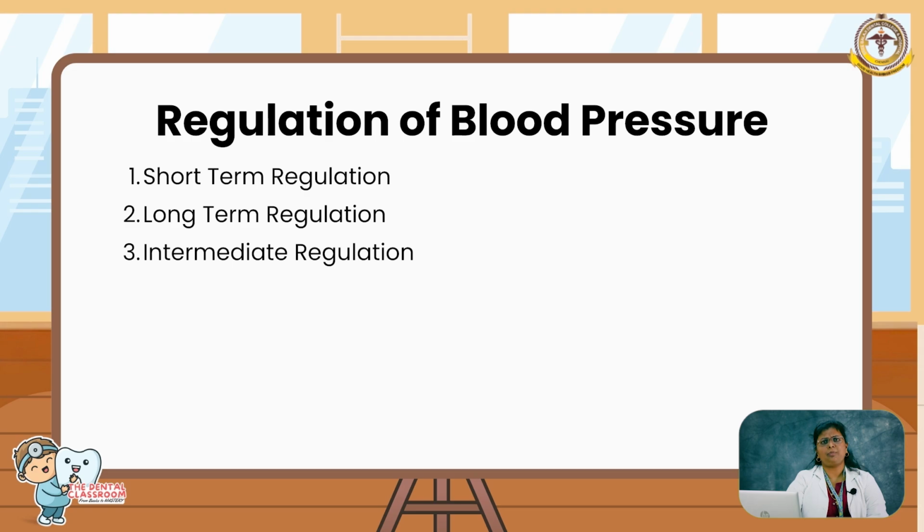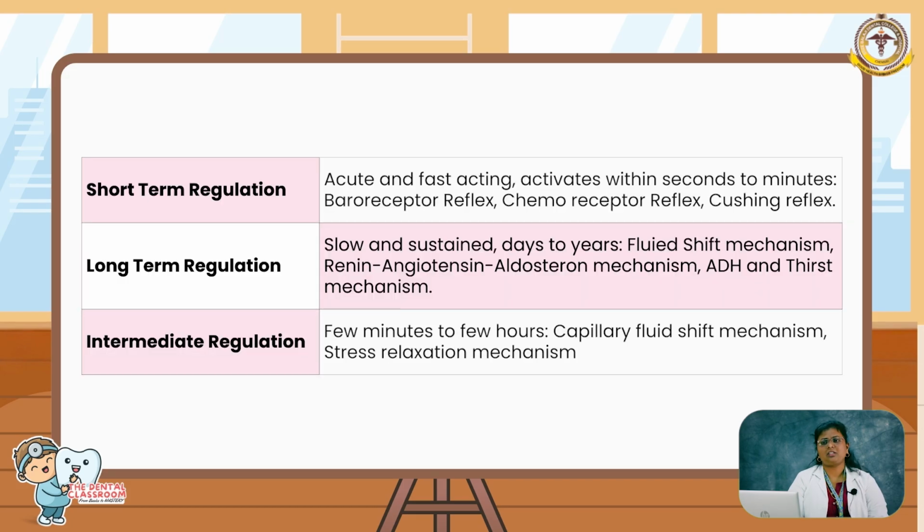So how is this brought back to normal? That is done by regulation of blood pressure. In our body we have three different mechanisms which help in regulating the blood pressure: short-term regulation, long-term regulation, then the intermediate regulation. What is short-term regulation? It is the acute and fast-acting system. Whenever there is an increase in blood pressure, immediately within a few seconds the blood pressure gets reverted, that is the short-term regulation. The mechanisms involved in short-term regulation are the baroreceptor reflex, chemoreceptor reflex and Cushing's reflex.